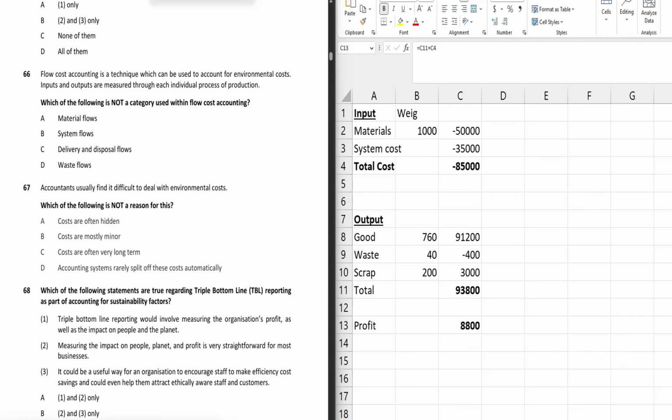So there is a large volume of cost involved, and it could not be the reason that they will find it difficult because often cost is minor. So this could be the answer.